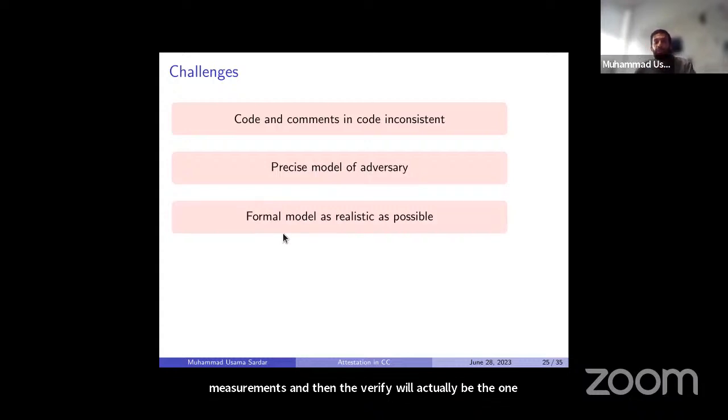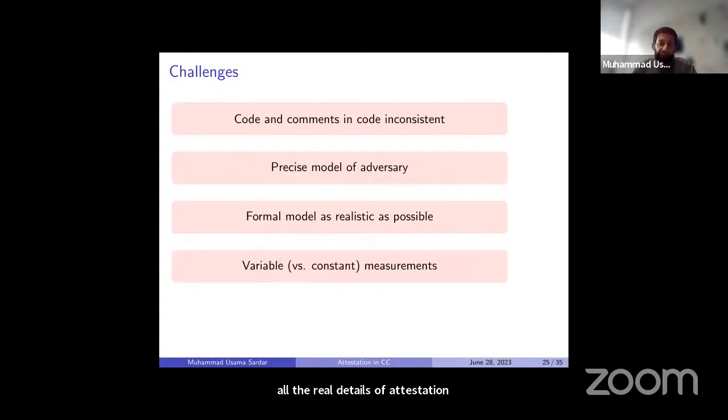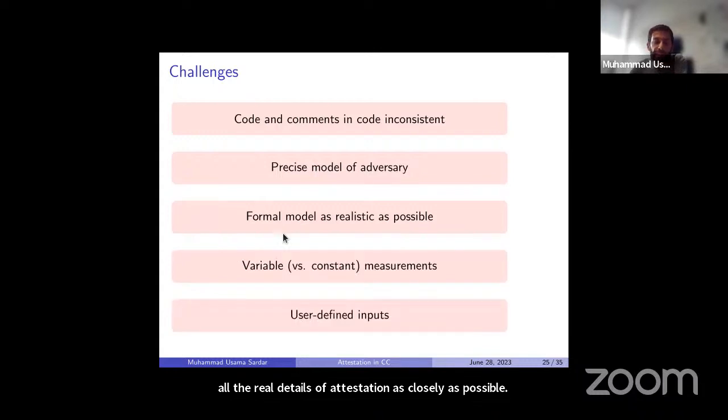We wanted to have a formal model as realistic as possible, as you see in the big figure that I had shown in the model, to capture all the real details of attestation as closely as possible. And the measurements we took as variable, as I said, and there are a few user-defined inputs, which we try to keep as generic as possible. So when one is reusing the solution, they can put in their own specific values in order to test for their own specific use case.